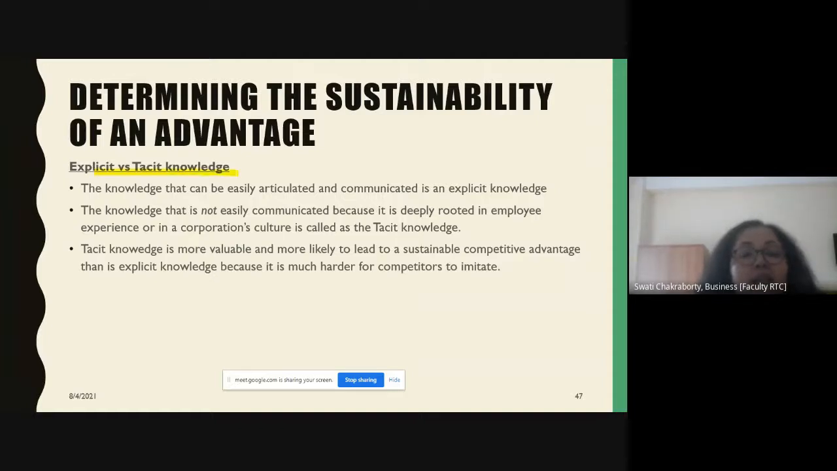Explicit versus tacit knowledge. So that is also there. That's a third thing. Knowledge which can be easily communicated or articulated is explicit knowledge. And knowledge that cannot be easily communicated, because it's deeply rooted inside an employee, in an employee's experience or in a corporation's culture, is tacit knowledge. Okay, and tacit knowledge is more valuable, and leads to sustainable competitive advantage.